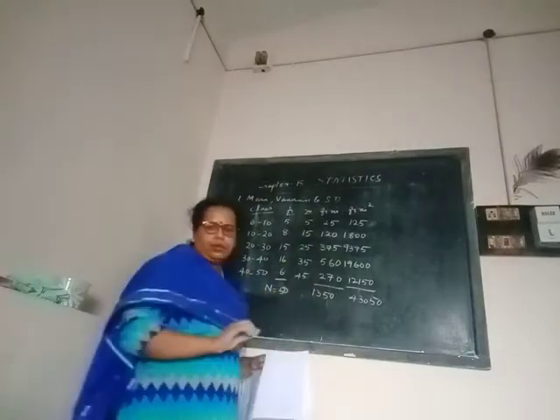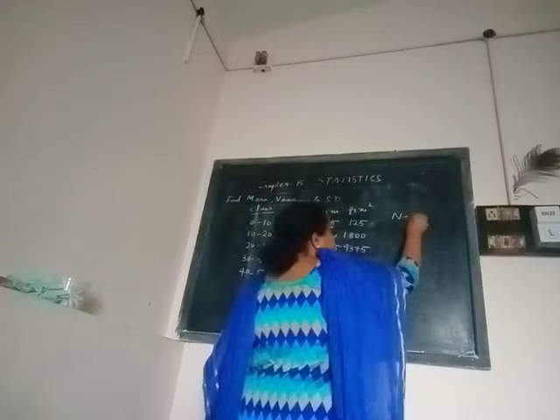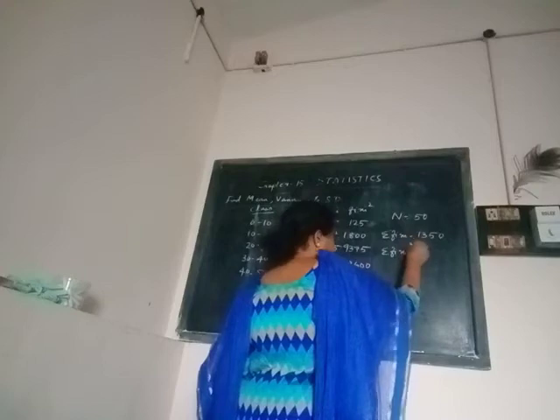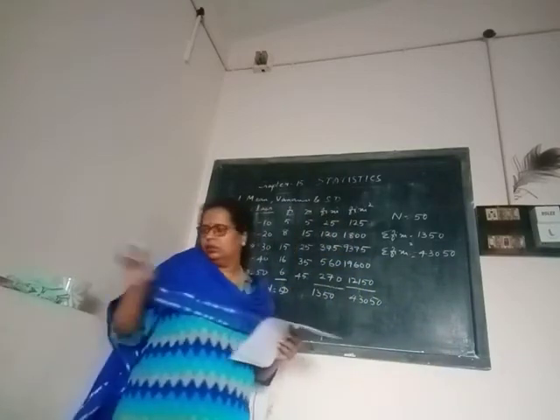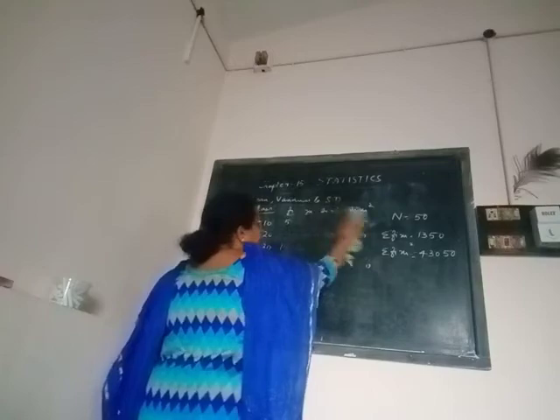Let me note these values and rub the columns. What all things do I need? We need n equal to 50. Sigma fi xi equal to 1350. Sigma fi xi squared equal to 43050. Let me rub here to do the problem.